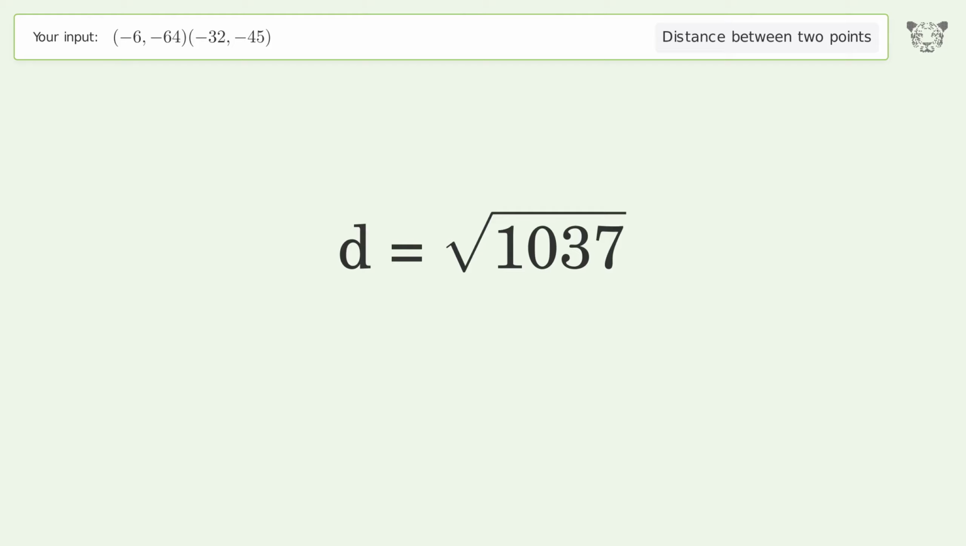And so the distance between the 2 points is the square root of 1037, or 32.202.